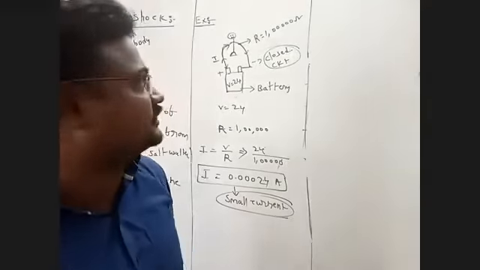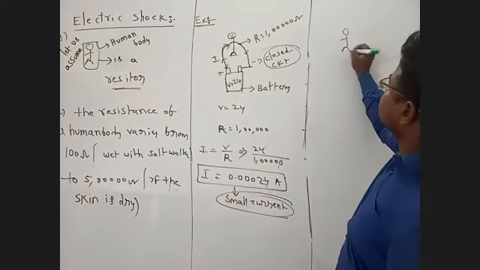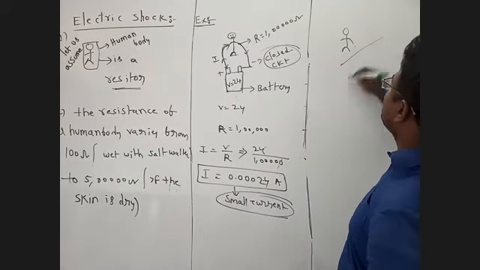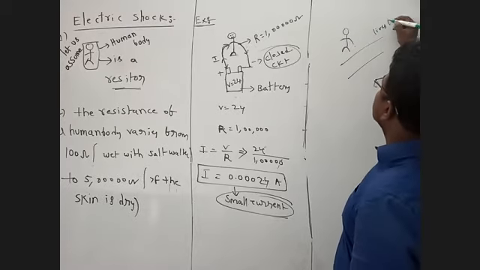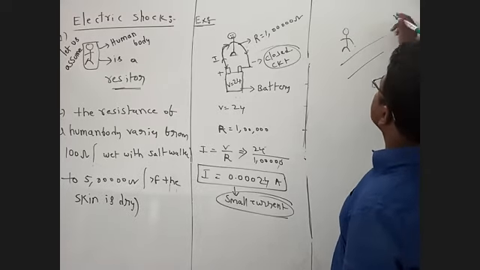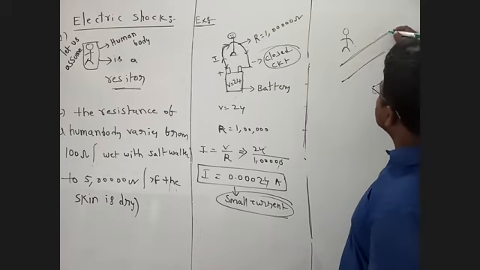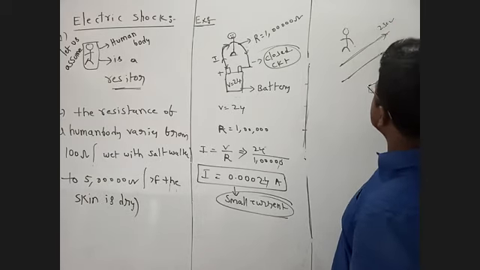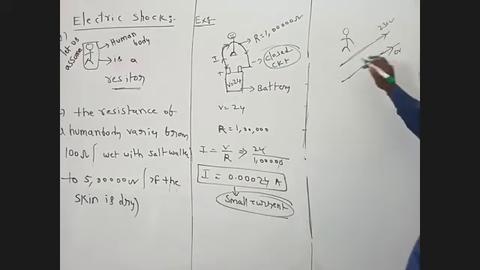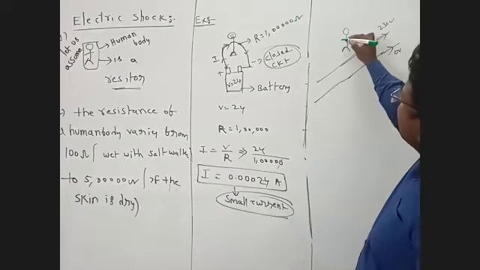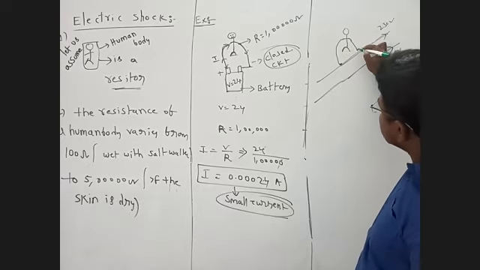So next, this is a person touching the light wire, an electric wire. This wire carries positive voltage. This wire carries zero voltage. One hand is touching this point and another hand is touching here.